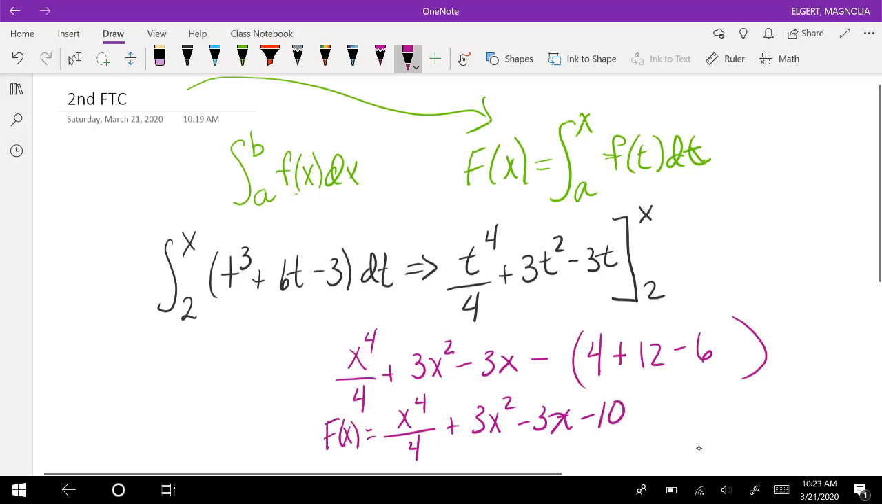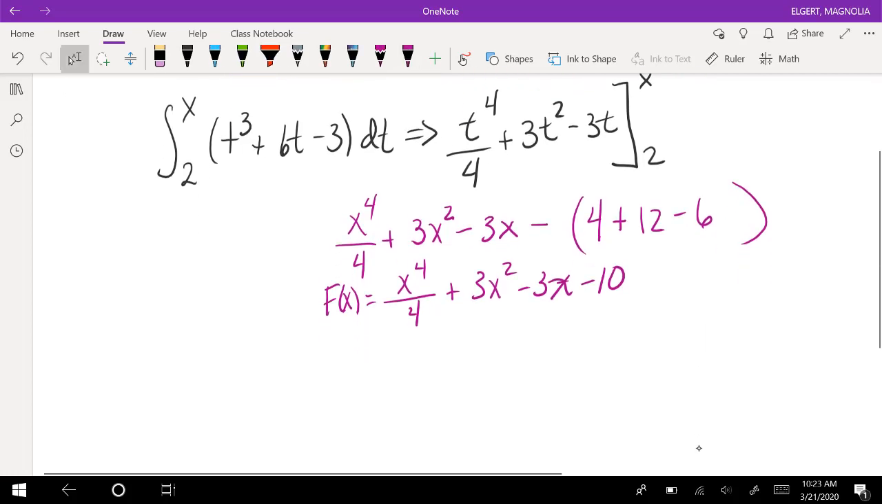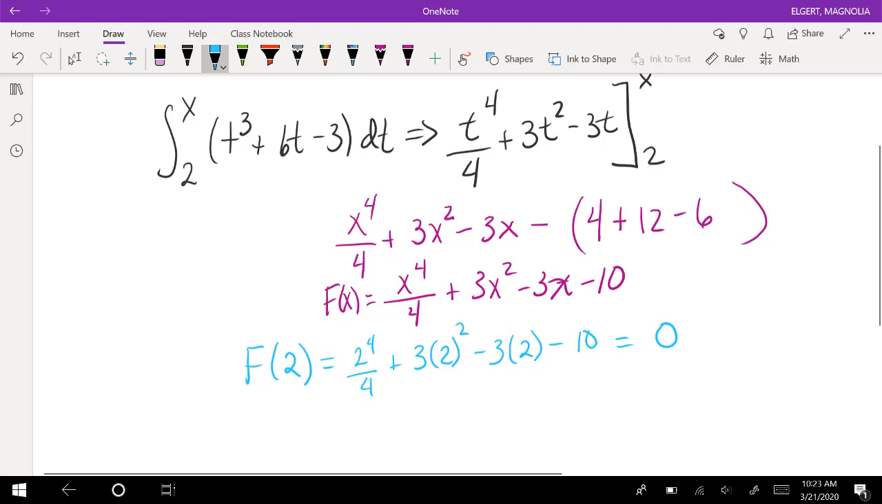So what we did is we got a new function in terms of x. So let's try a couple things. Let's use this new function, and I want to find f at 2. How would you find f of 2? Well, you would plug 2 in here. So you'd get 2 to the 4th over 4 plus 3 times 2 squared minus 3 times 2 minus 10. So you can get out your calculator. This is going to give me 0. I can explain why I get 0 so quickly. How do I know that's going to give me 0?